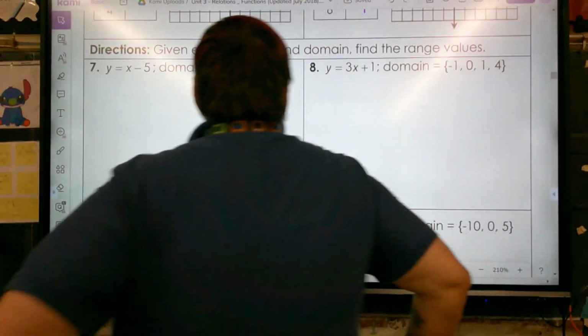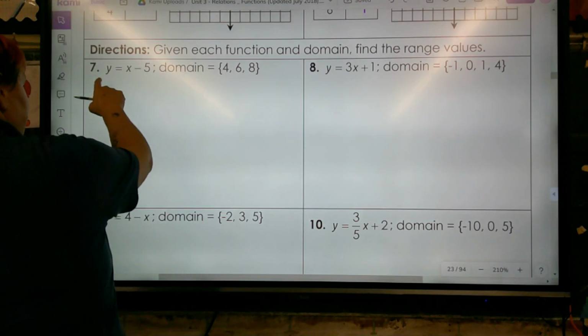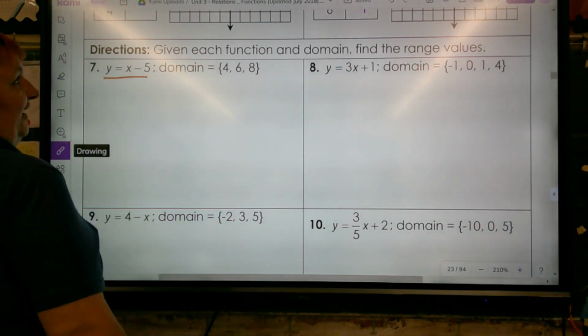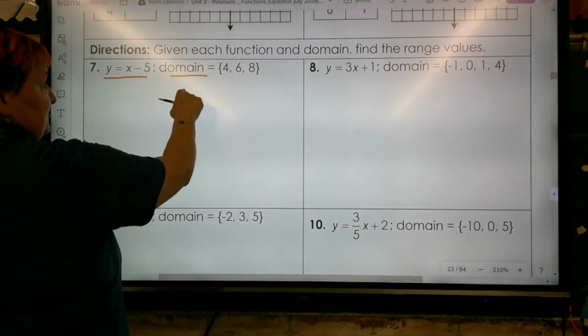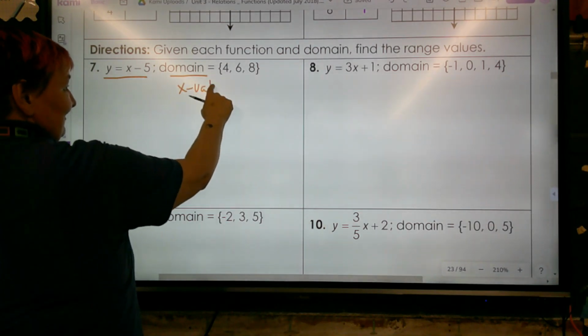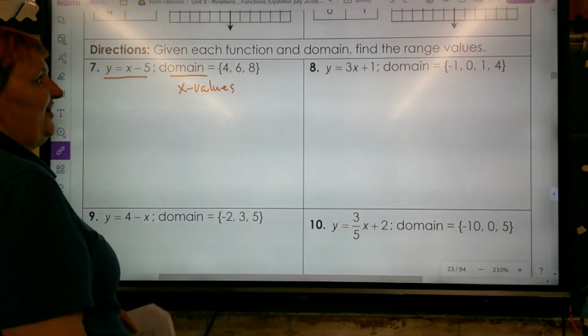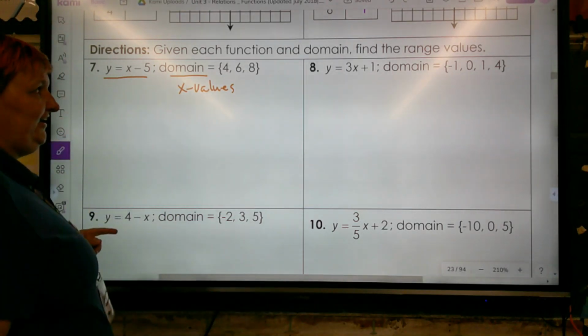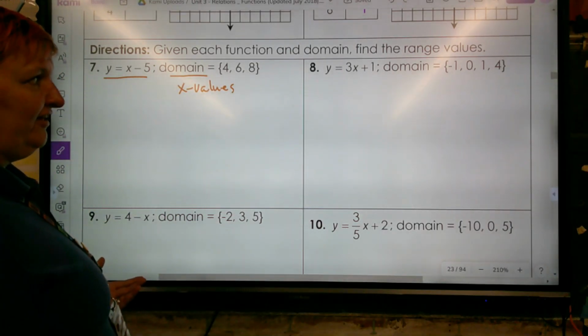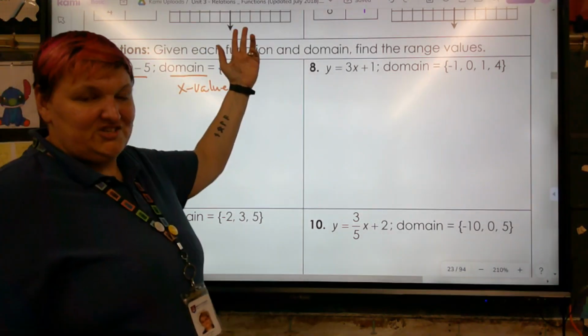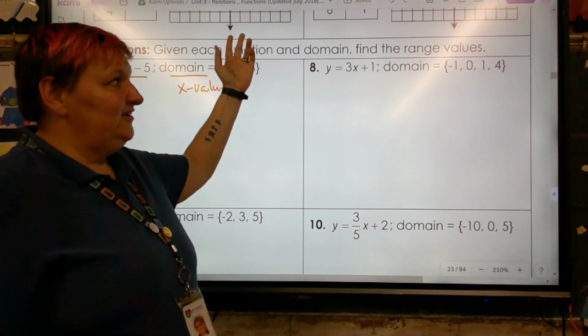Given each function, that's the equation, and domain, those are your x values. Remember, domain is your x values. Find the range. They want you to find the y values. Basically what we just did, right?